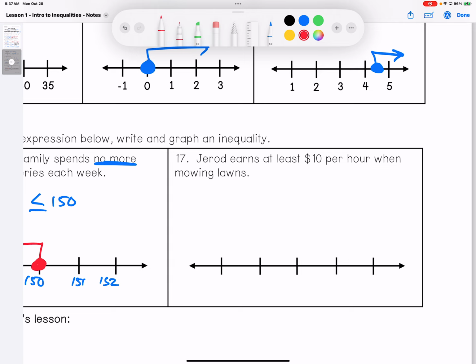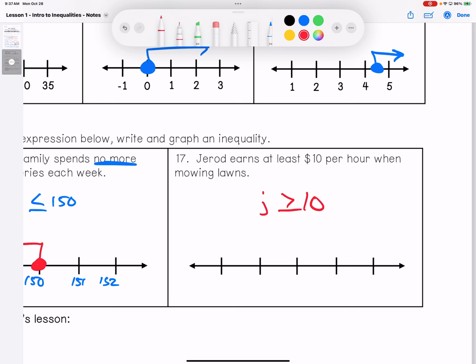All right, 17. Jared earns at least. At least is another way to say more than or equal to. So Jared, we're going to use a J, wants to earn at least, so he wants to earn more than or equal to $10.